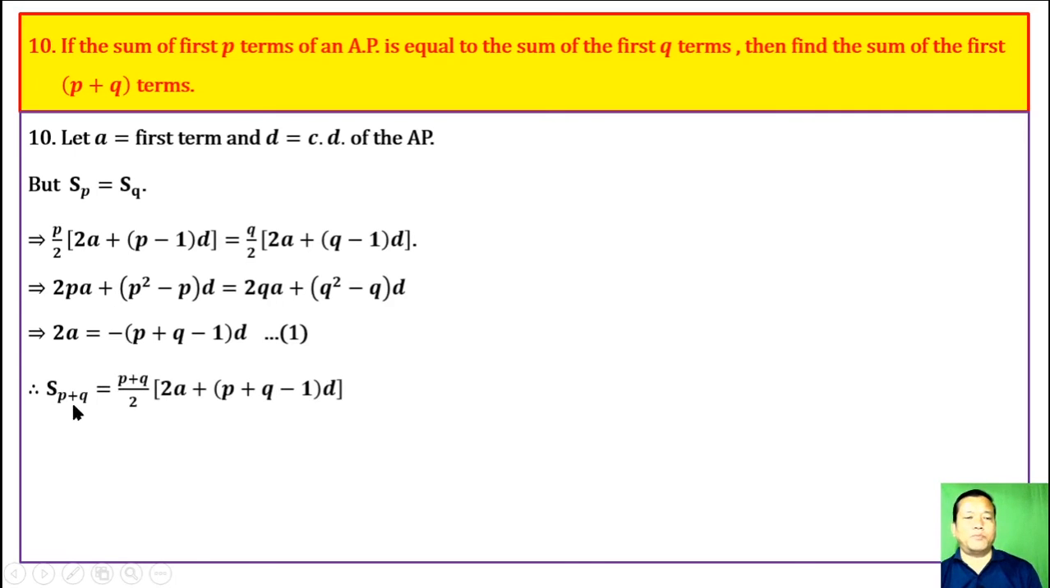Therefore, the sum of the first P plus Q terms, denoted by S of P plus Q, is equal to (P plus Q) by 2 times (twice A plus (P plus Q minus 1) times D). Giving twice A the value already found, and D remains unchanged. Evaluating, we get 0. Hence the sum of the first P plus Q terms is 0.